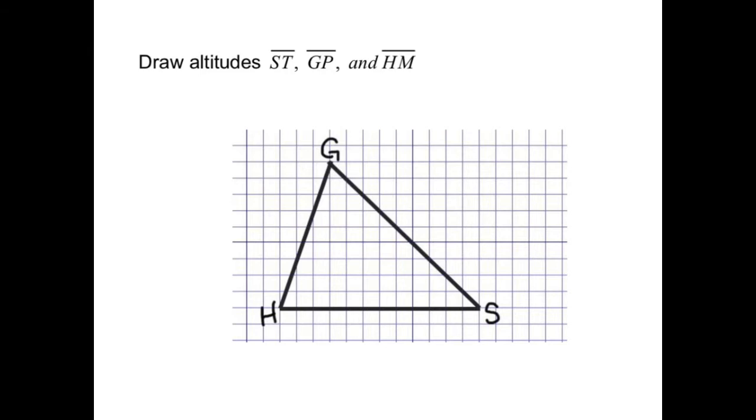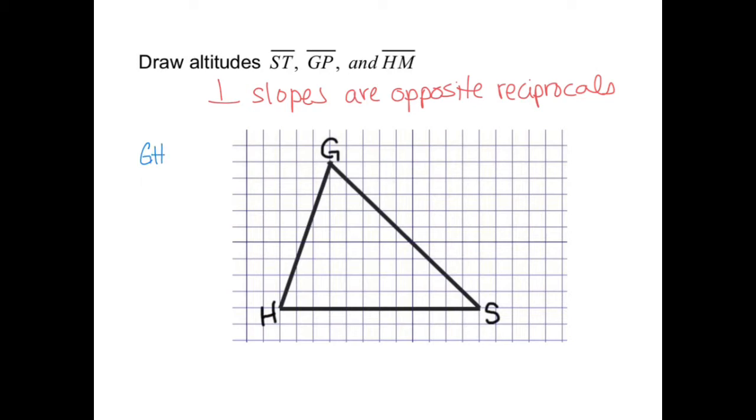So when we have a triangle on a coordinate plane and we're supposed to draw altitudes, we need to remember the relationship between perpendicular slopes. Perpendicular slopes are opposite reciprocals. So the first thing I'm going to do is find the slope of GH. And the slope of GH we're just going to count, which is 3. So the slope of the line perpendicular to GH will have a slope of -1/3.